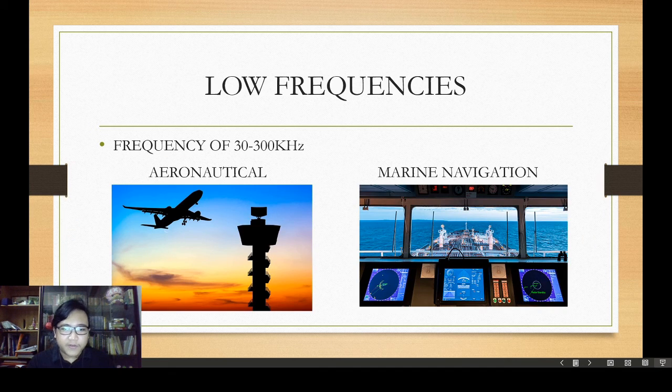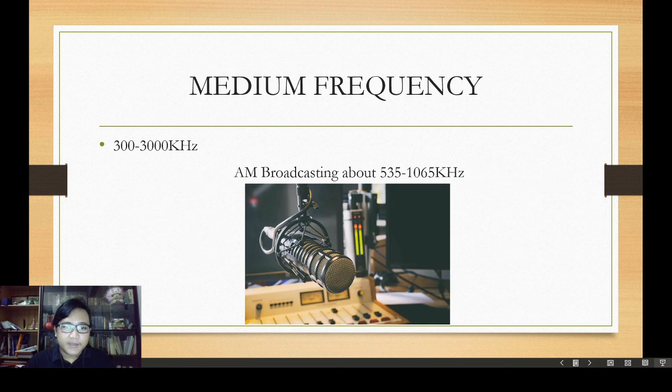The next is low frequencies, about the range of 30 to 300 kilohertz. This frequency is primarily used in aeronautical communication, as you can see in the example, and marine navigation, as its wavelengths range from 1 to 10 kilometers, also known as kilometer wave. The next is the medium frequency, about 300 to 3000 kilohertz. A major application of this is AM radio, which is 535 to 1605 kilohertz of usage.